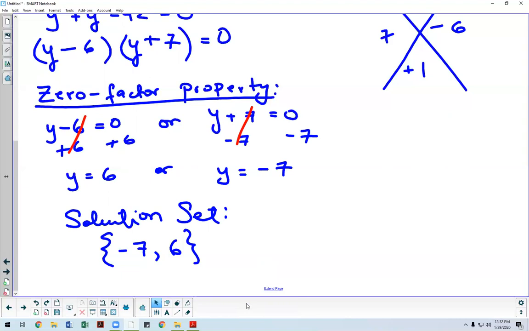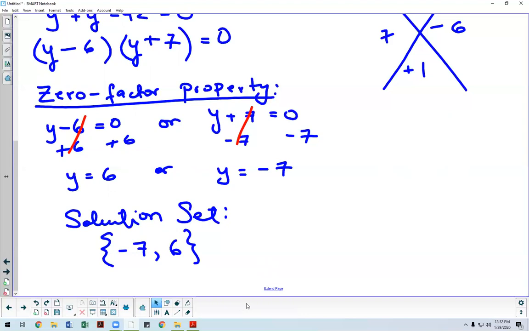And in this example, since we had the factored form on the left-hand side and 30 on the right-hand side, when you put your -7 or 6 back into the original equation, you will actually get 30 equals 30 instead of 0 equals 0, just because the original problem was set up different. So the idea is as long as you're getting a true statement, your solution is good to go, right?